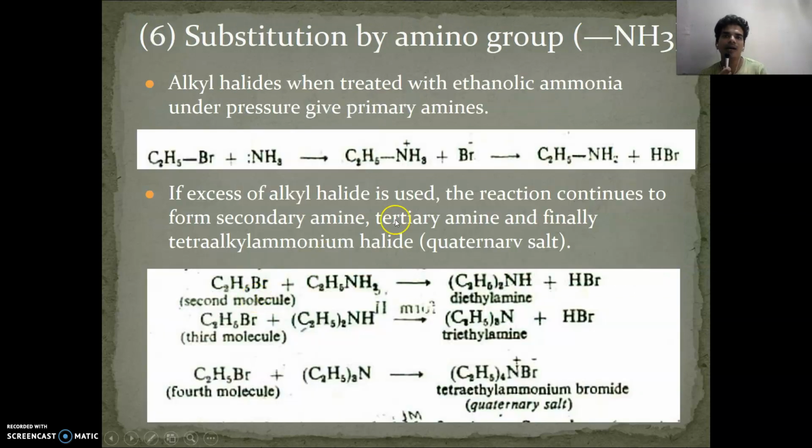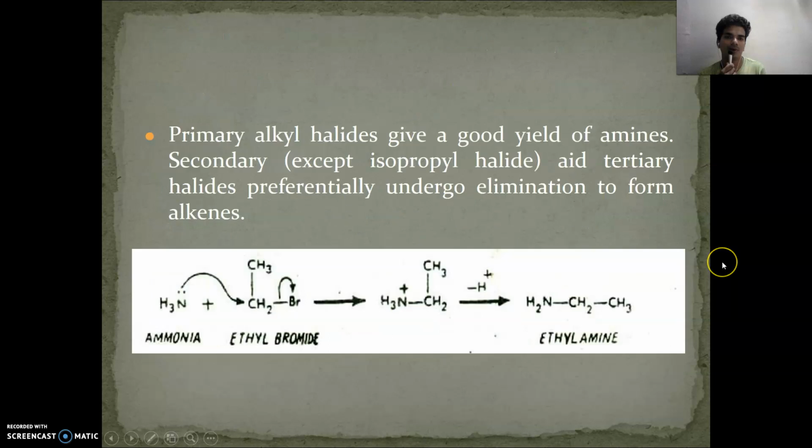Then substitution by the amino group. Alkyl halide when treated with ethanolic ammonia under pressure gives the primary amine. C2H5Br, which is nothing but an alkyl halide, interacts with ammonia and forms the primary amine. But if excess of the alkyl halide is used, then the reaction continues and forms secondary, tertiary, and finally the tetraalkyl ammonium halide compound, a quaternary ammonium salt.